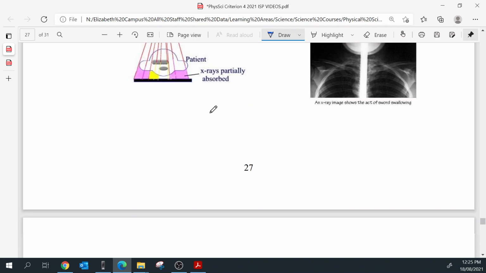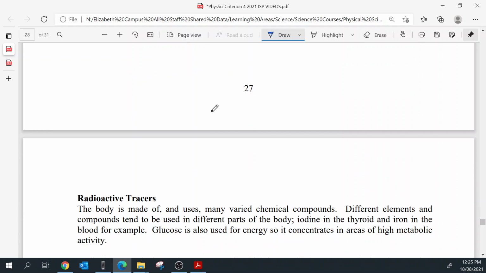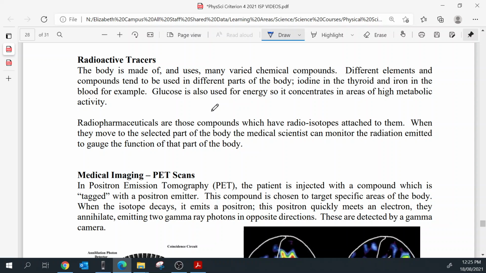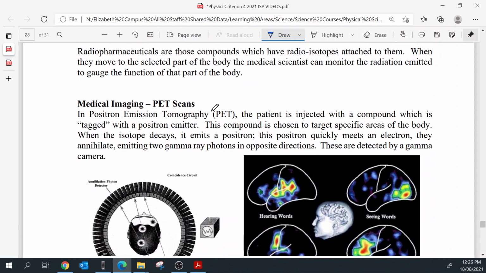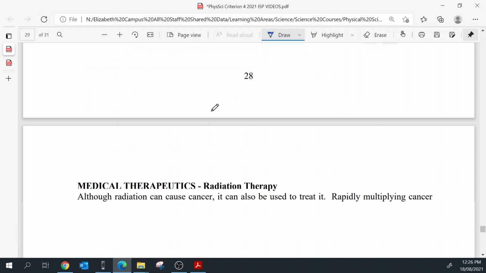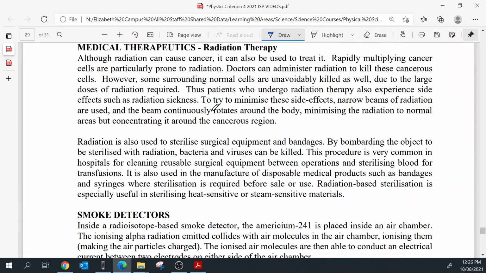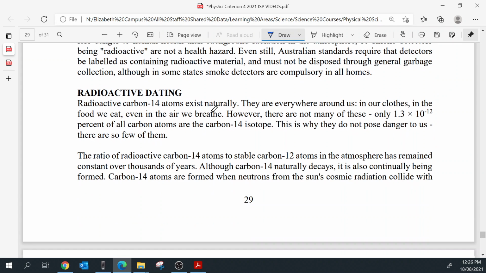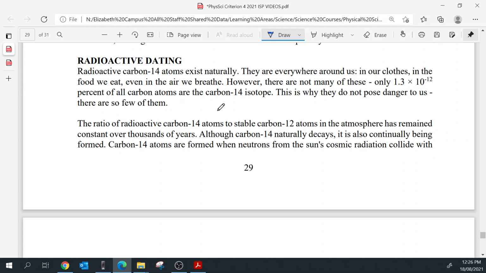Obviously we've talked about how radiation can cause cell damage, and so you have to be very careful when you use radiation for any kind of task. And there's lots and lots of uses, so smoke detectors as well. I'm just quickly going through it. Radioactive dating. Please get a handle on radioactive dating.